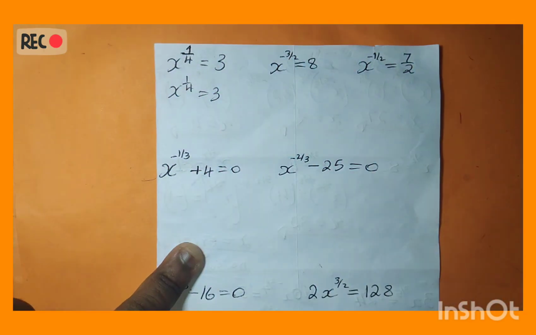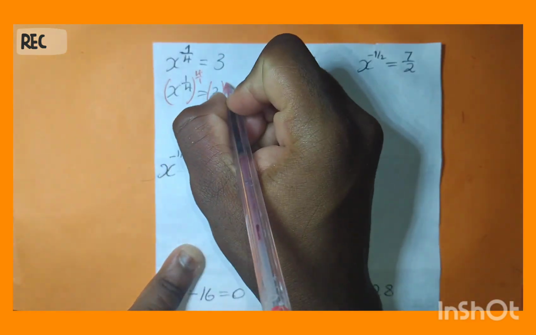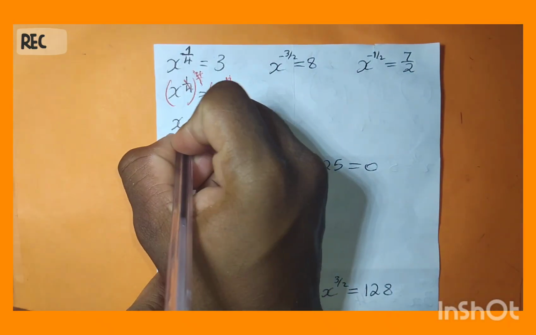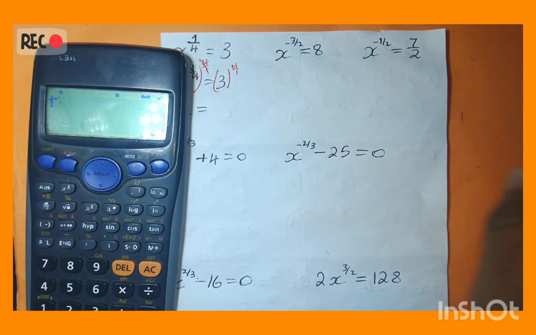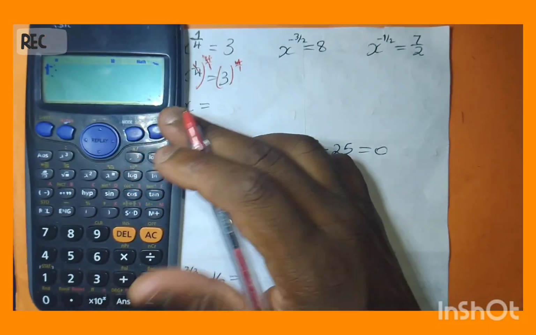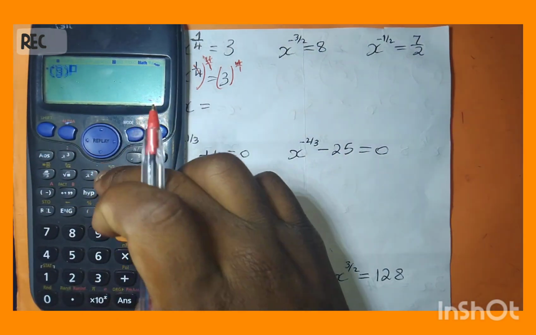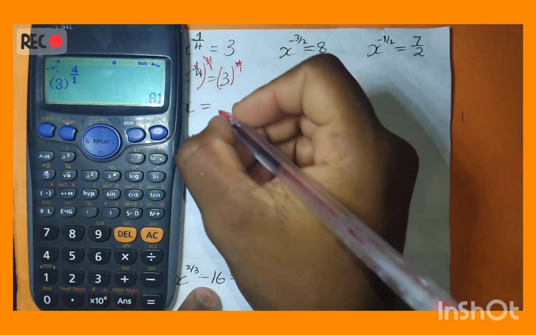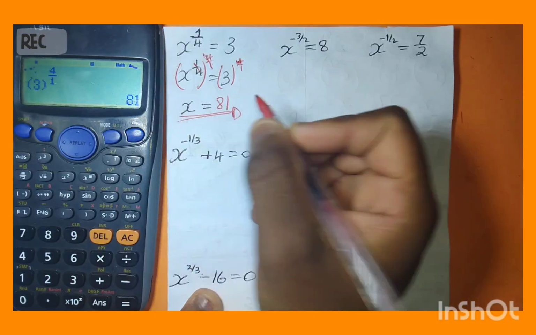It's 3. So what I will do there, I will take the reciprocal of this, which is 4 over 1. Both of those cancel, meaning here I will only be left with x. So now I should just press my calculator. And please take note that it's 4. So pressing my calculator, guys, is straightforward. I'll just say open bracket 3 exponent fraction 4 over 1. So it means that I will get 81 as my final answer.